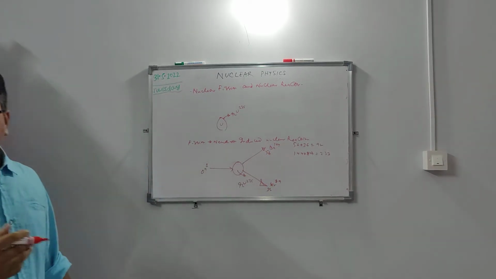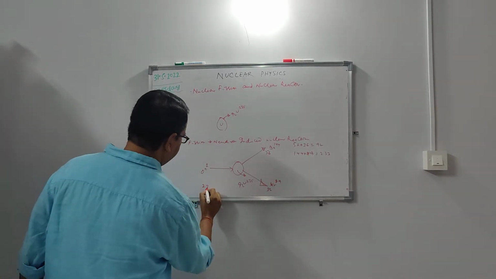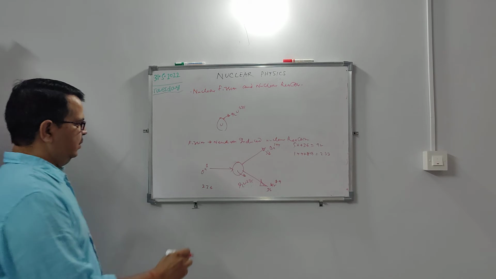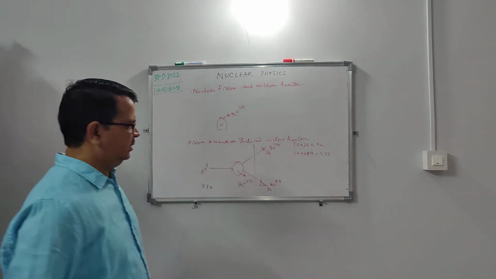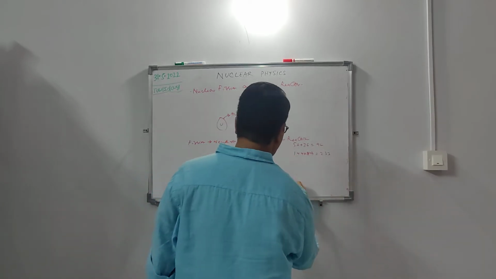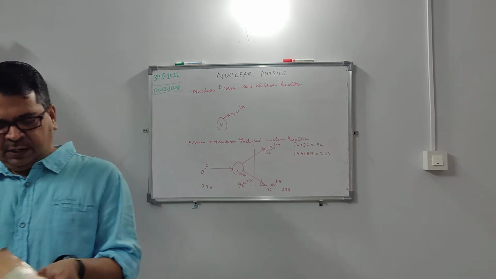But you can see here you have 235 plus 1 as input. So the input mass is 236 units. The input mass is 236, but the output mass is 233.